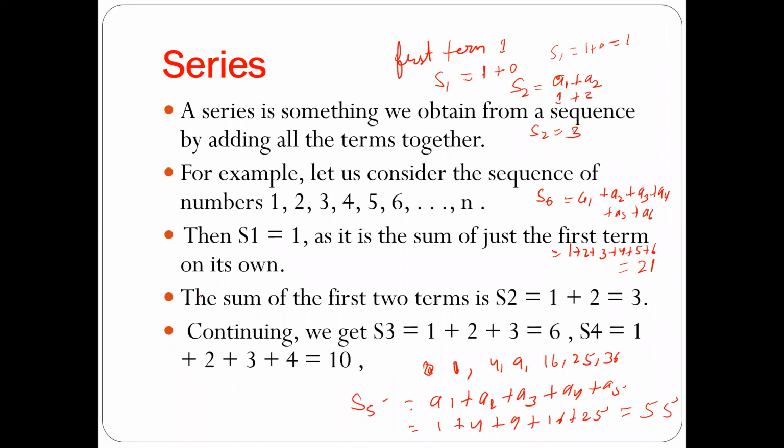Look here at the example. The sum of the first two terms, S2, is equal to 1 plus 2, which is equal to 3. Continuing, we get S3 is equal to 1 plus 2 plus 3, which is equal to 6. S4 is equal to 1 plus 2 plus 3 plus 4, which is equal to what?